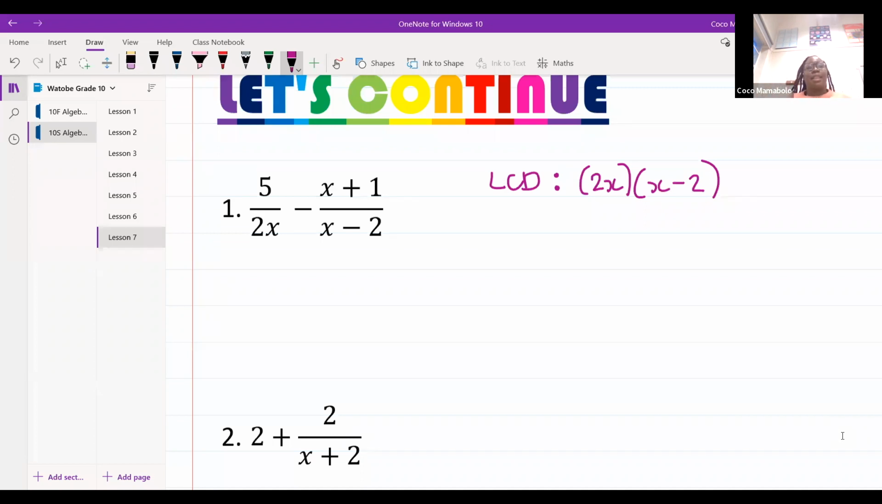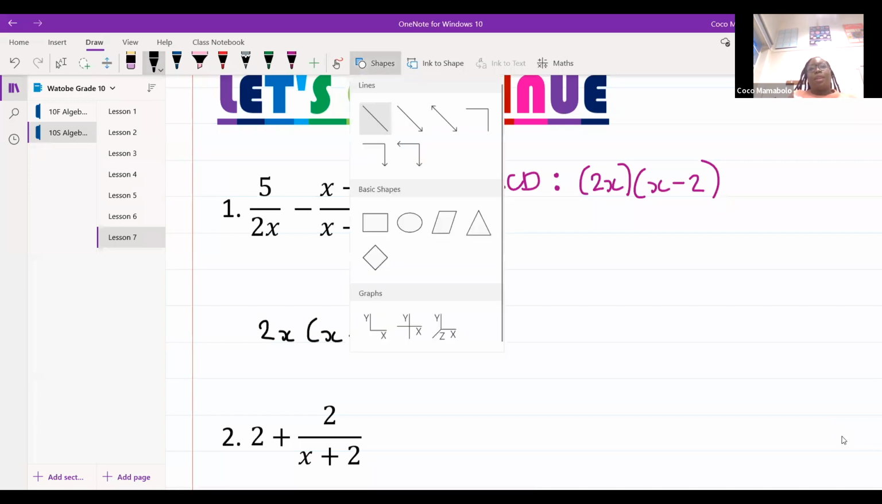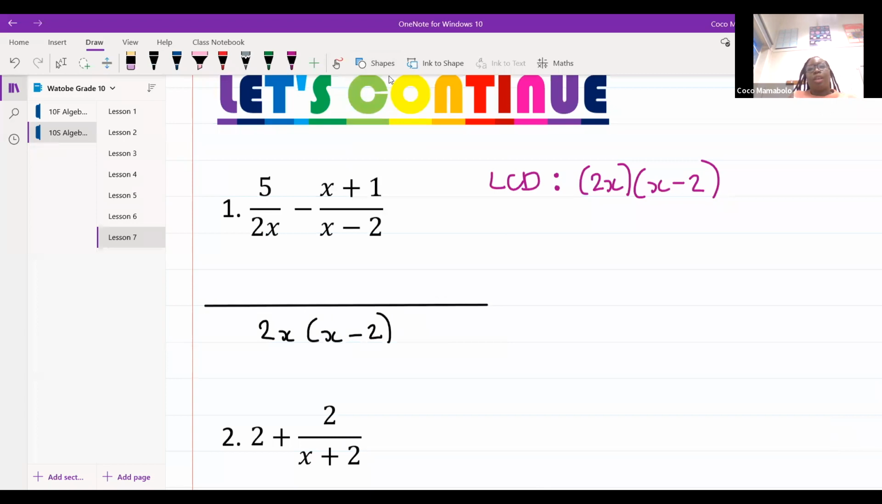Okay, excellent. That is our LCD: 2x and x minus 2. Now, let's say I want to take this denominator that you guys have given me and multiply it out. If I multiply it out, let's distribute, guys: 2x, x minus 2. So I'm going to get 2x times x, which gives me 2x squared, and then 2x times minus 2 gives me minus 4x. Right. If we do that, guys, look at my denominator.